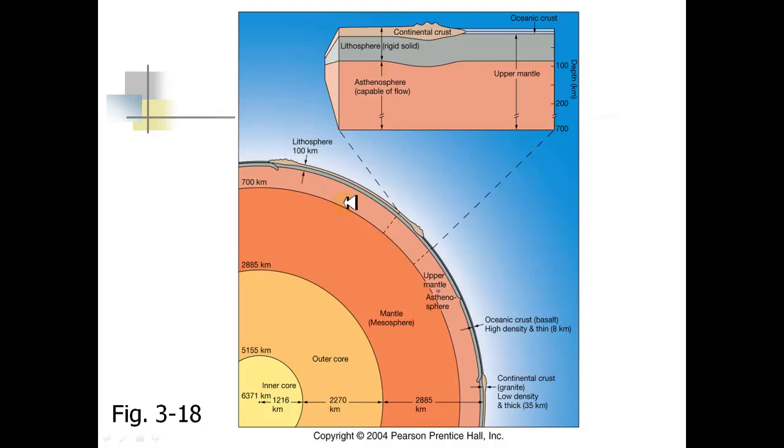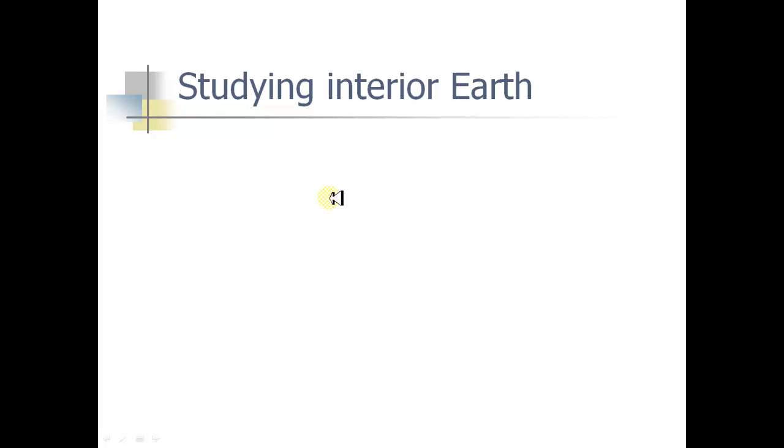Here's another picture. I'm talking about the continental crust being a little thicker than the oceanic crust, but then sitting on top of the upper mantle, being the lithosphere, sitting on top of the asthenosphere, which is capable of flowing and probably causes the stress to push these plates around.